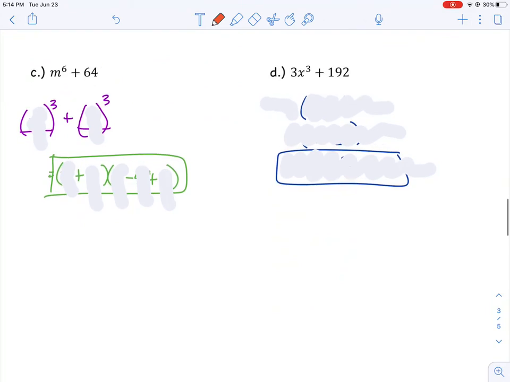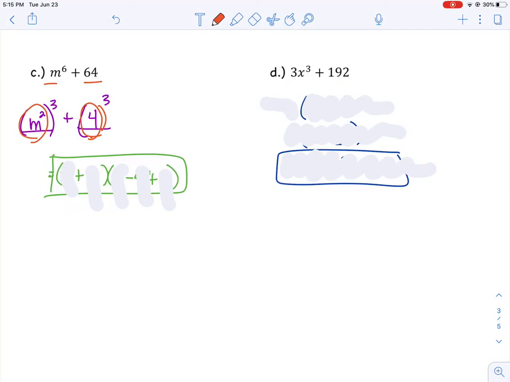Let's do two more. In order, GCF, it looks like two terms. So here we go. I'm going to write this m to the 6th power as m squared, cubed. And then I'm going to write the 64: what times what times what gives me 64? 4. And so now I have two bases that are raised to the 3rd power.